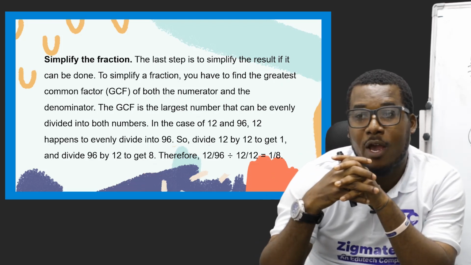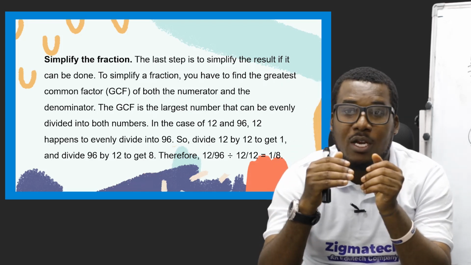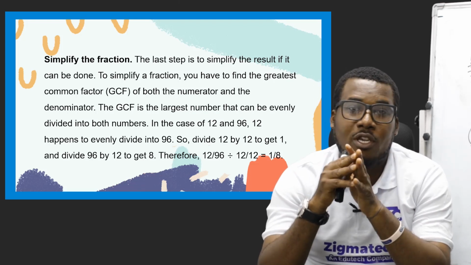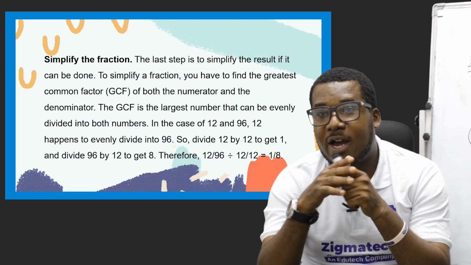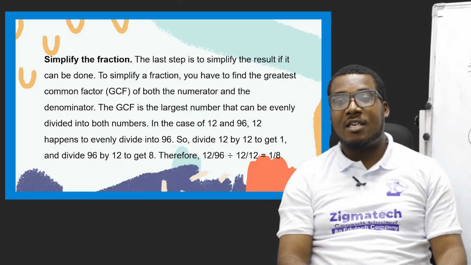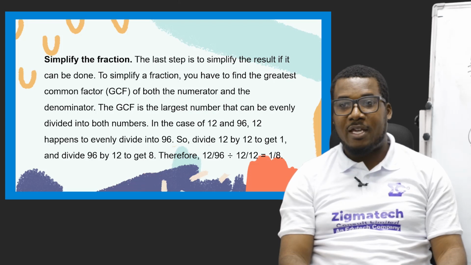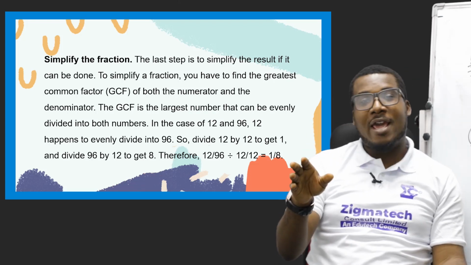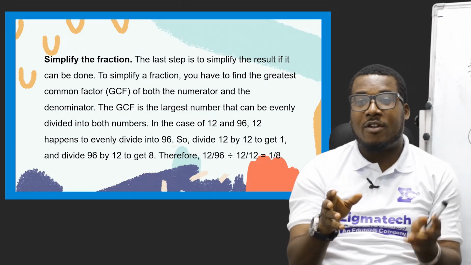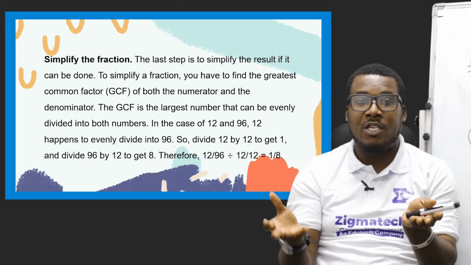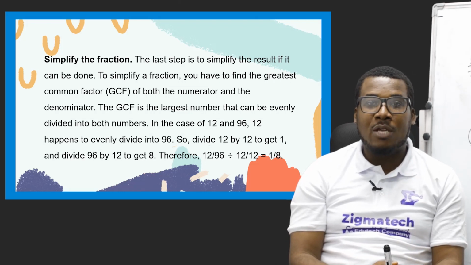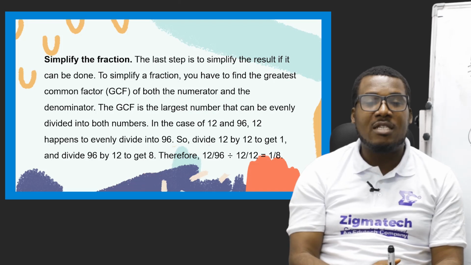So if you divide 12 by 12, you get 1, and 96 by 12, you get 8. Therefore, your new answer becomes 1 over 8. So now you've reduced 12 over 96 to its lowest term, 1 over 8. The comparison between 1 over 8 and 12 over 96 gives us a different term: they are known as equivalent fractions.